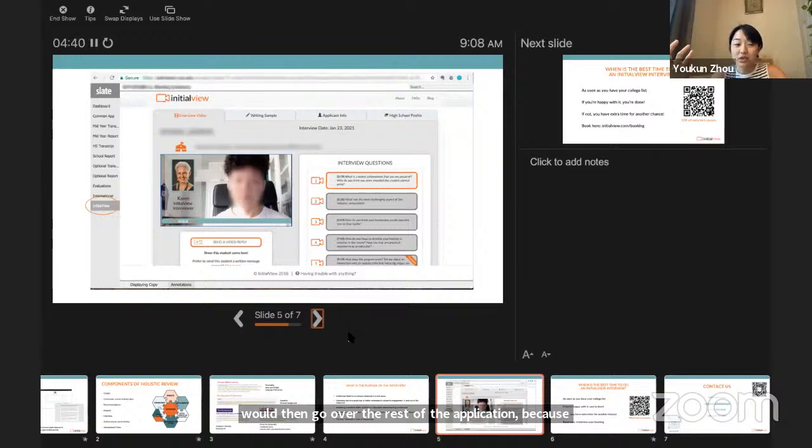And a lot of times the questions that I had while reviewing the rest of the application, I would have answers listening to that interview, right? The student might be talking about their school context or their personal context as I'm reviewing the application. And then you'll see that there's a list of questions on the right. So these are the questions that are asked by the interviewer, and then the students get to answer.